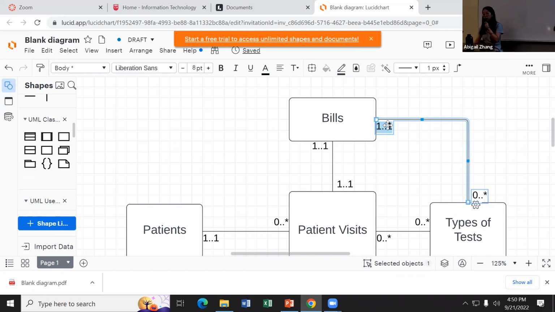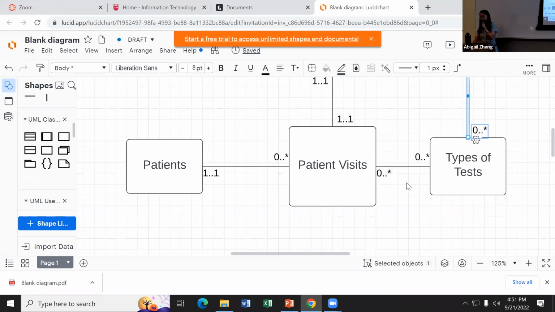Lastly, the one next to bills. This one is saying that each type of test is associated with one and only one bill. Okay, so any comments, questions here? Because I have a different answer here. Change your maximum into many, right? Because if you think about blood tests, it can be applied to multiple patients and therefore reflected in multiple bills. Would you revise your minimum?